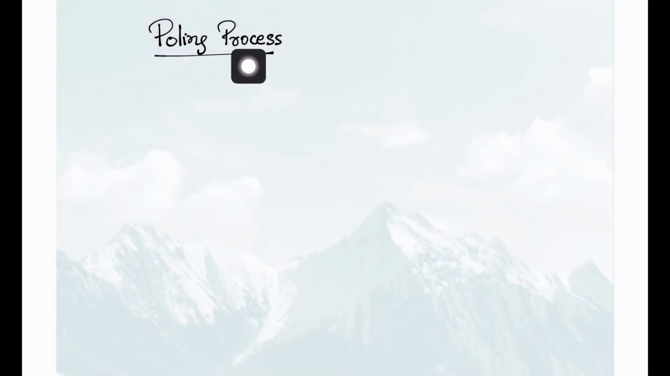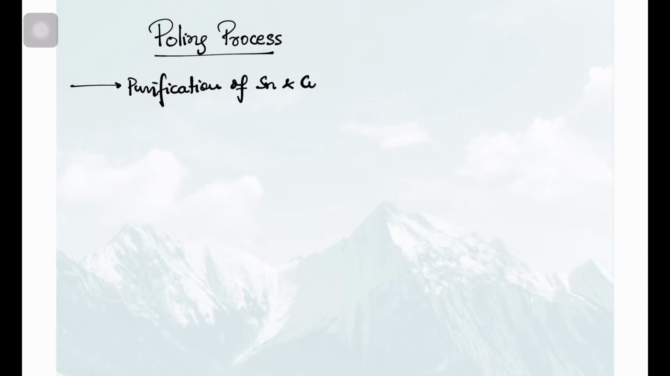Let's discuss the polling process. As we know, the first important point that you need to remember is this is for the purification of tin and copper. Okay. So by the polling process we basically purify tin and copper. First we'll see the purification of impure copper by the polling process.